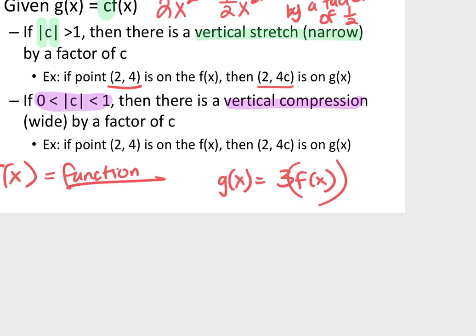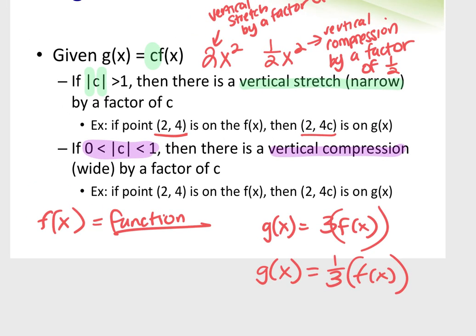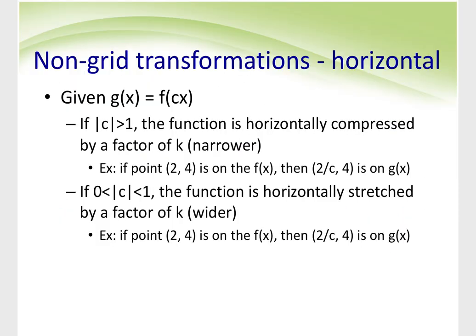And if it said g of x equals 1/3 f of x, now it's a vertical compression, because it's making it flatter, by a factor of 1/3. So you won't have values to actually plug in. That's the difference, okay? I don't think the vertical stretch is that different from what we talked about. What's weird is the horizontal compression and stretch.